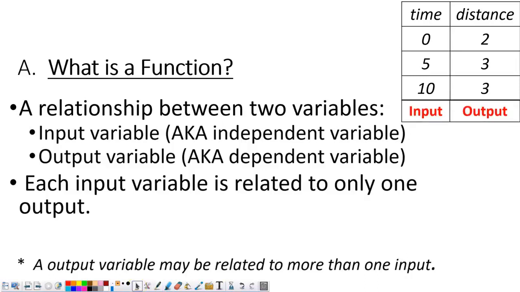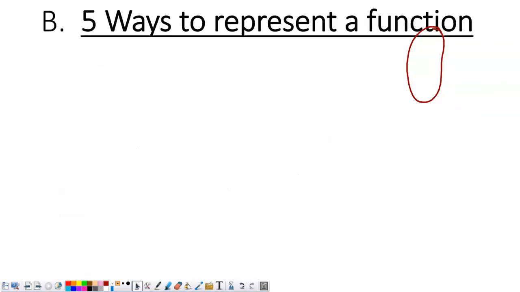So, in other words, you shouldn't have any repeats in your input column. If you have any repeated numbers here, then that means it's not a function, because in a function, every input should only be connected to one output. So if you have the same input repeated twice, that means it's probably being connected to two different outputs. So that would not be a function. But we don't really care about the other column. The other column can have repeats if it wants to.